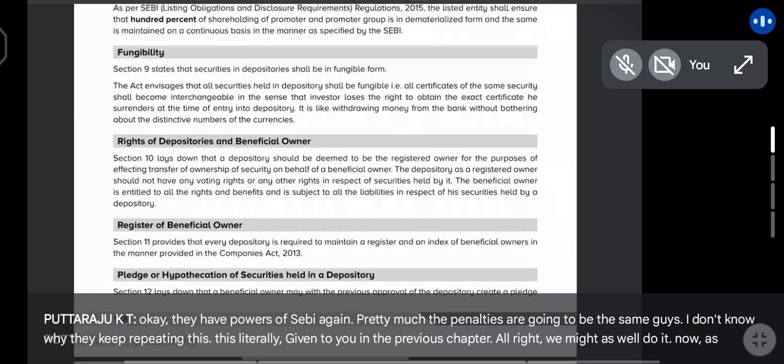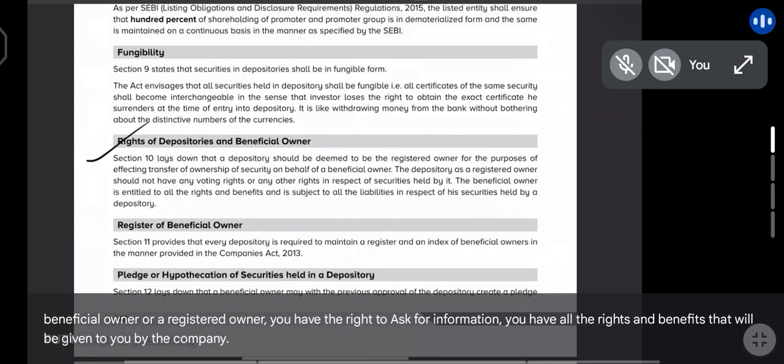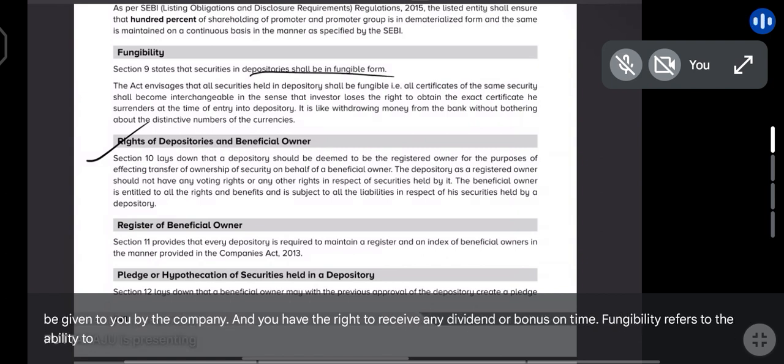Now, as a beneficial owner or a registered owner, you have the right to ask for information. You have all the rights and benefits that will be given to you by the company, and you have the right to receive any dividend or bonus on time. Now, fungibility refers to the ability to easily convert into electronic form.